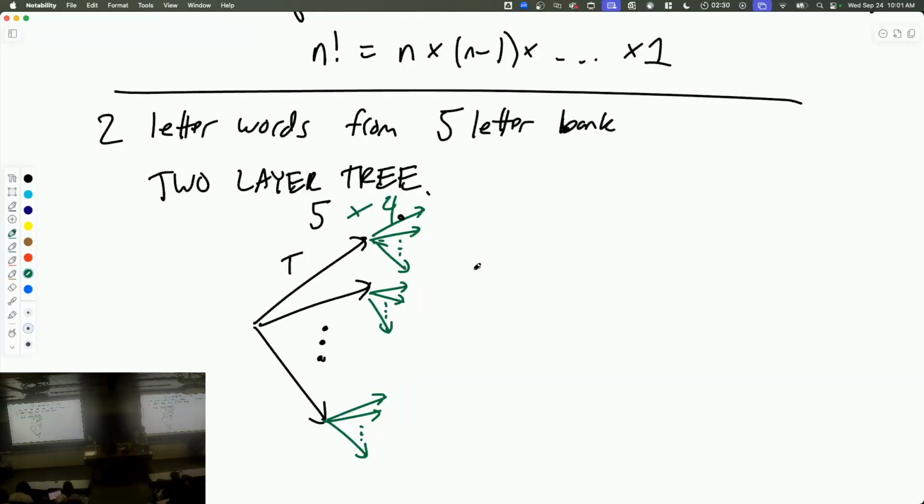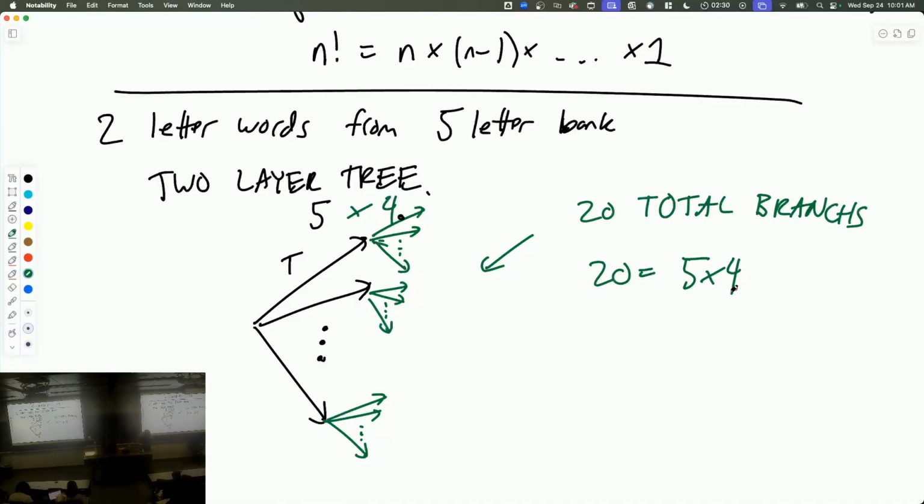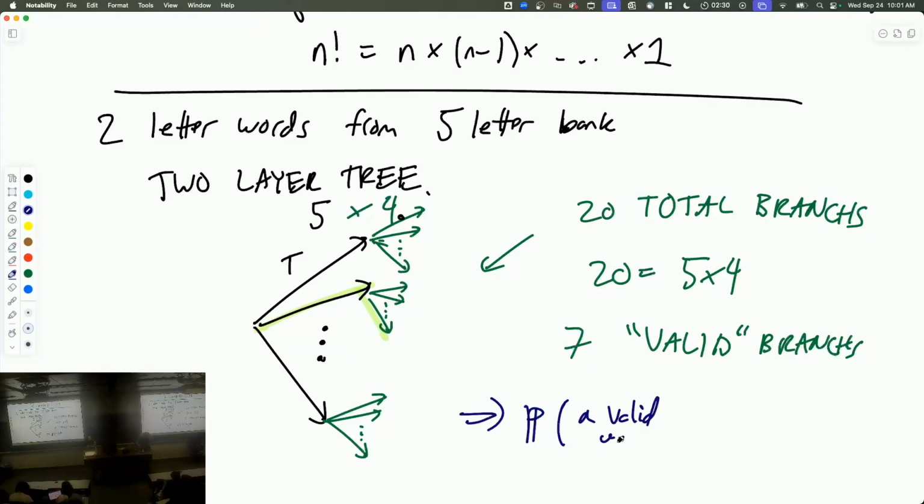And therefore, there are 20 total branches. The 20 came from 5 times 4. And how many of them are valid? 7 valid branches, because there are 7 valid words. So once again, you could imagine highlighting the ones that are valid. Where's my highlighter? Here it is. So maybe this is one of them. And therefore, the probability is 7 out of 20, because they are all equally likely. So the probability of a valid word is 7 out of 20. Okay, very nice.